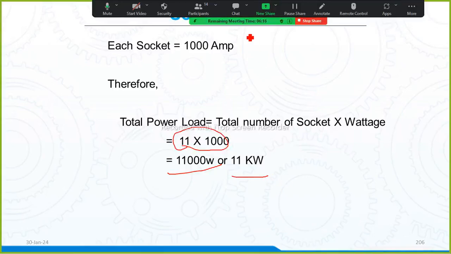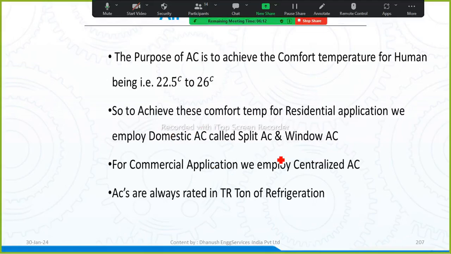Now the next thing is we need to calculate the AC load. We need to know about the AC load. Now what is the purpose of AC? The purpose of AC is to achieve the comfort temperature for human beings. So that is 22.5 to 26.